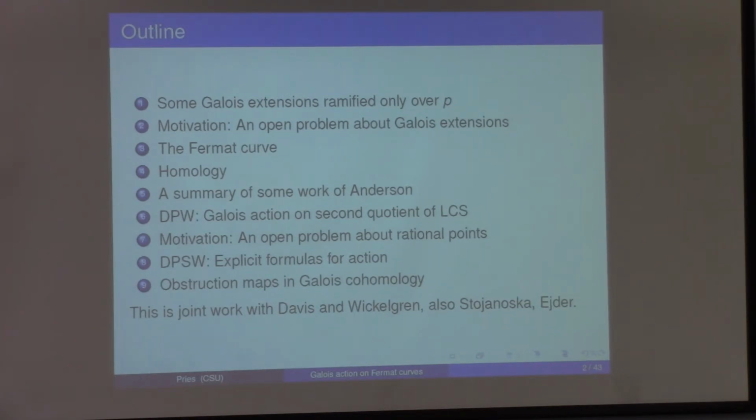Along the way, we need a lot of results about Galois extensions of number fields, and so that will show up. A lot of this talk is about Galois cohomology for Fermat curves, and that will be the main topic. All of this work is joint work with Davis and Wickelgren. Also, Vesna Stojanowska was involved with some of the earlier parts of the project, and Özlem is involved with some of the later parts. I'll try to be clear about who helped with what along the way.